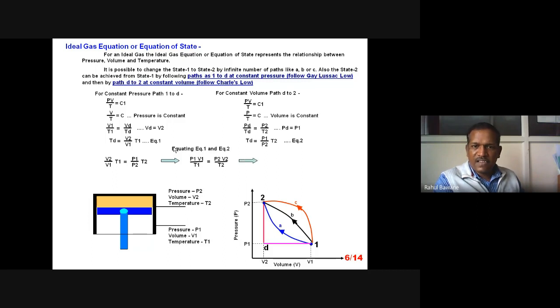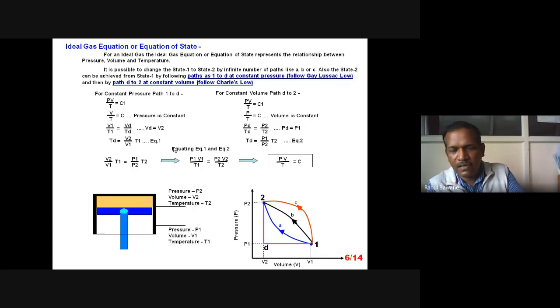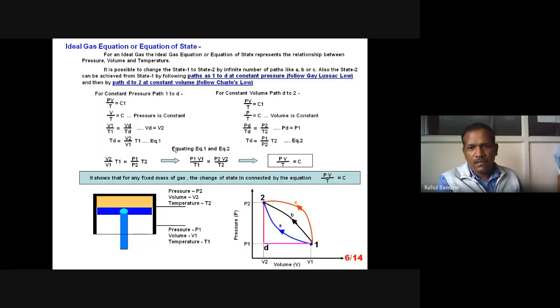And this can be said that P1 V1 upon T1 is equal to P2 V2 upon T2 is equal to constant. If it is equal to constant, so the generalized form will be PV upon T is constant. And this gives a relationship between pressure, volume and temperature of that particular system. So this is called the equation of state, in a very general, generic manner. Now we will see the different forms.